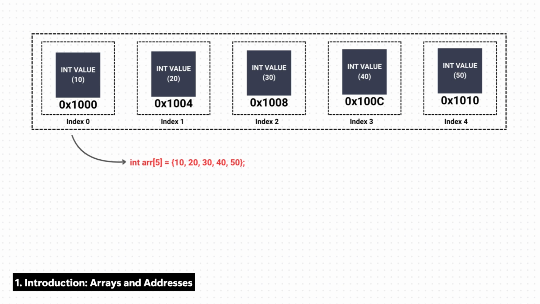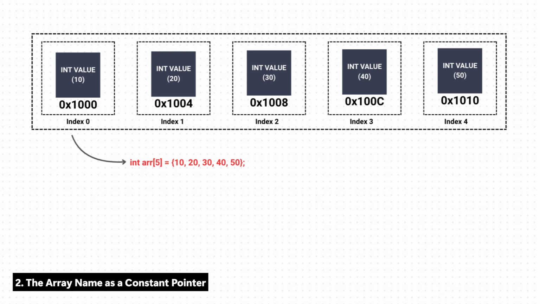One. Introduction: arrays and addresses. We know that an array is a collection of elements of the same type stored in contiguous, adjacent memory locations. For example, when we initialize int arr[5] = {10, 20, 30, 40, 50}, the 5 integers are stored right next to each other in RAM. Today's lesson reveals one of the most fundamental truths in C. In C, arrays and pointers are almost the same thing.